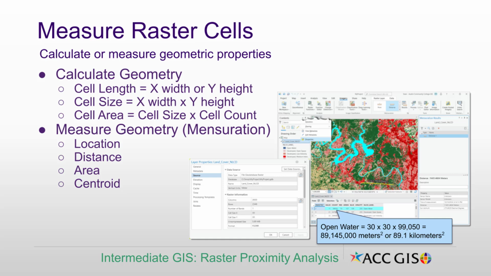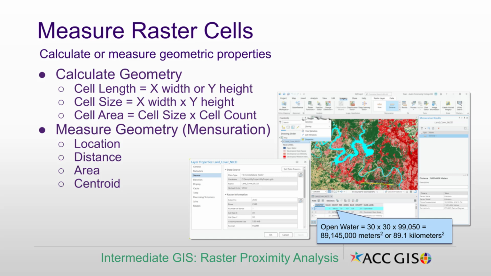Now, cell area is simply cell size times cell count. So the number of cells times the size of the cell. Now, if you look at the image in the lower right corner of the slide, I've selected open water for all of Travis County in a land cover data set. And so if the cell size is 30 by 30, then I can calculate the area of open water by multiplying 30 by 30 by the cell count, 99,050, and that equals 89,145,000 square meters, or 89.1 square kilometers of open water.